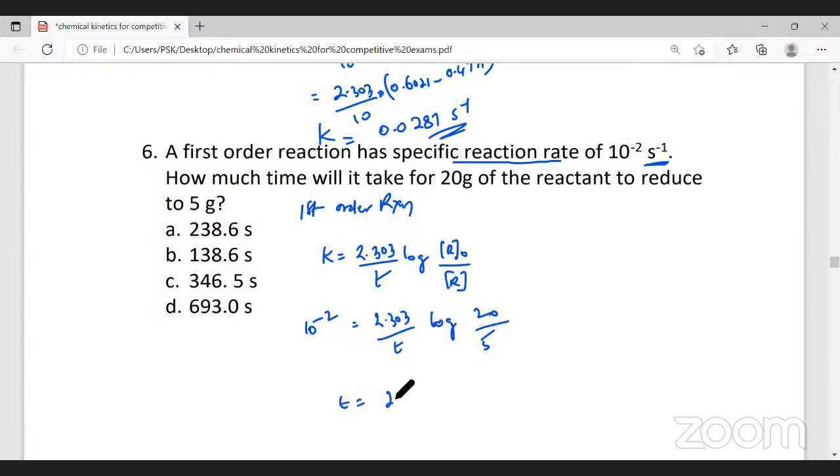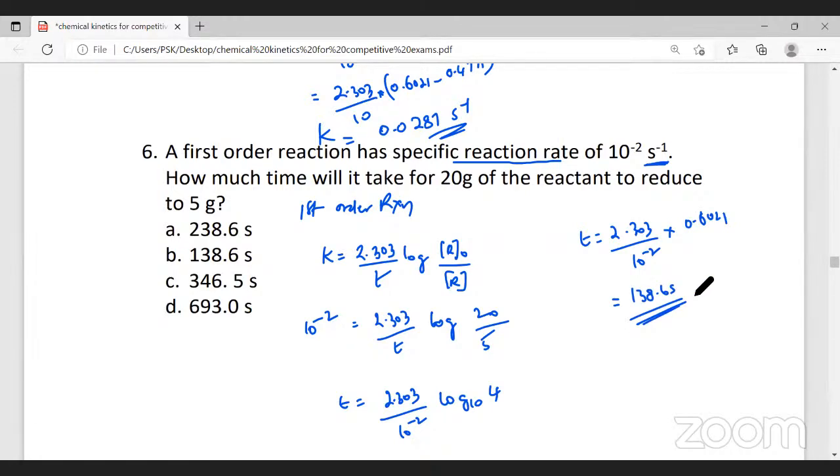T will be 2.303 by 10 to the power minus 2 into log to the base 10 of 4. Log 4 is 0.6021. So on simplification, the answer we will get is 138.6 seconds. All right. Did you follow this?